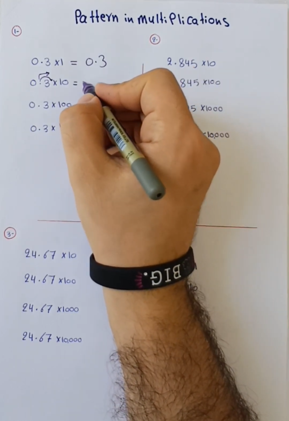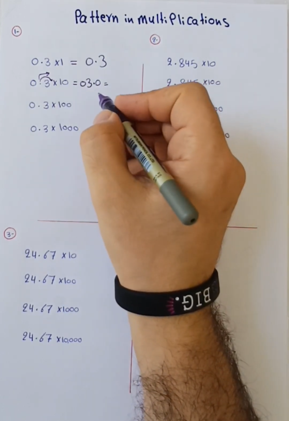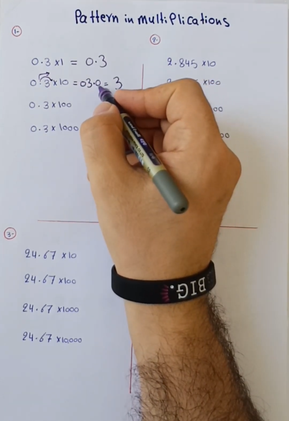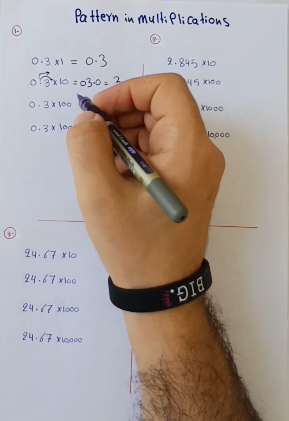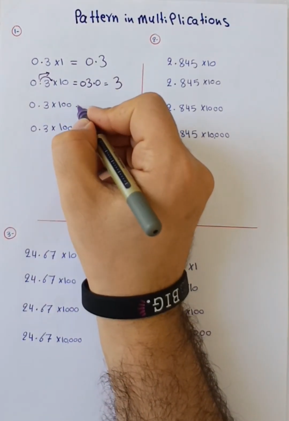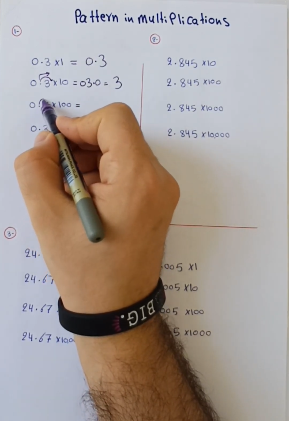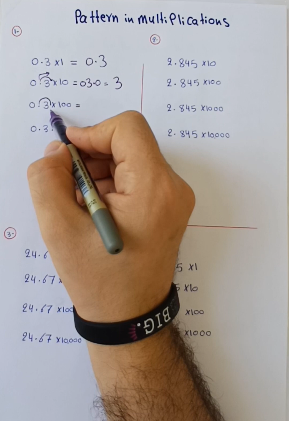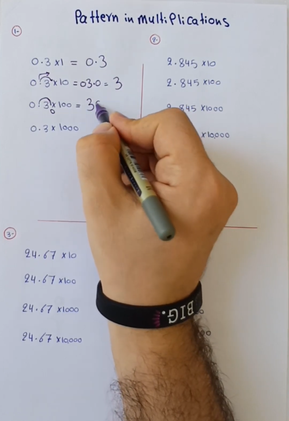So the product is 3.0. It means the product is equal to only 3 because this decimal point does not have any value and this 0 does not have any value, so the product is 3. After that, when you multiply 0.3 by 100, this decimal point moves 2 steps to the right side, 1, and then we don't have any number for the second step, so you have to add 1 zero. This is 1 and 2, so the product is 30.